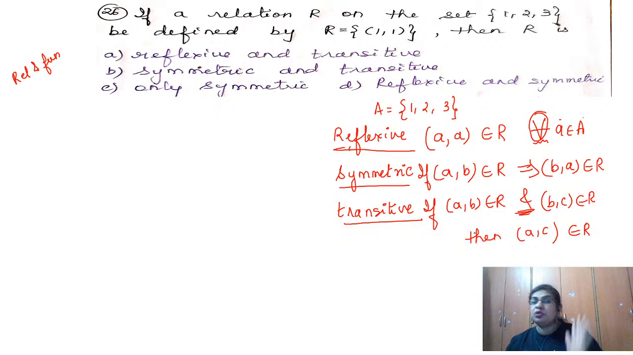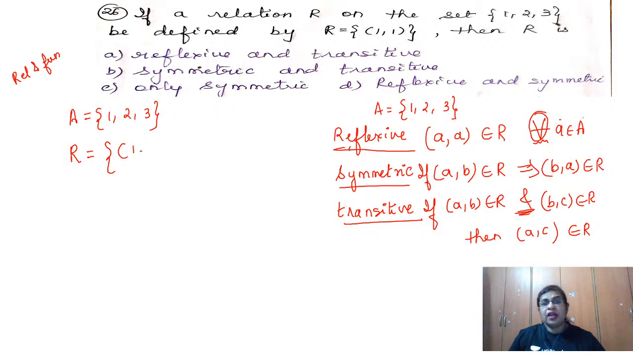So now I'm coming to the question. The question which is given is A is 1 to 3, and the relation R is given to us with only one ordered pair 1 comma 1. Now I'm asking you whether it can be reflexive. It is not reflexive. Why? See, it is going against this condition of for every. I have in the relation only one ordered pair 1 comma 1. Where is 2 comma 2? Where is 3 comma 3? Not there. So this relation cannot become reflexive.